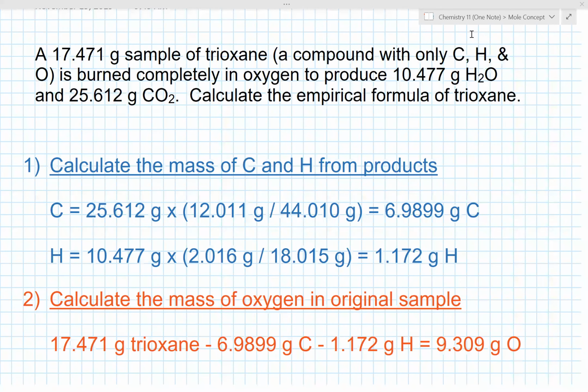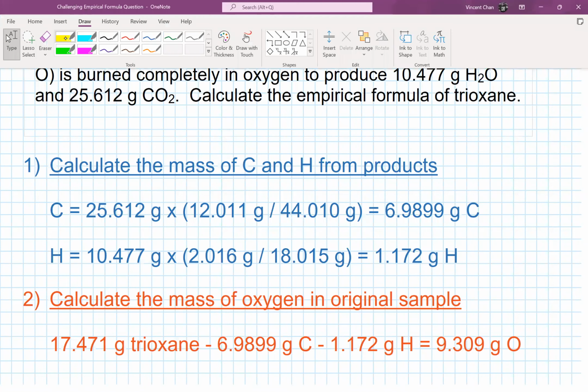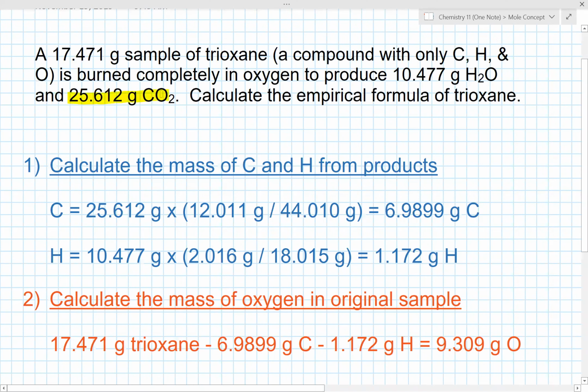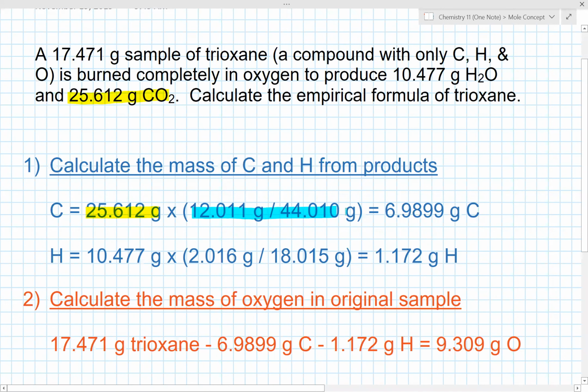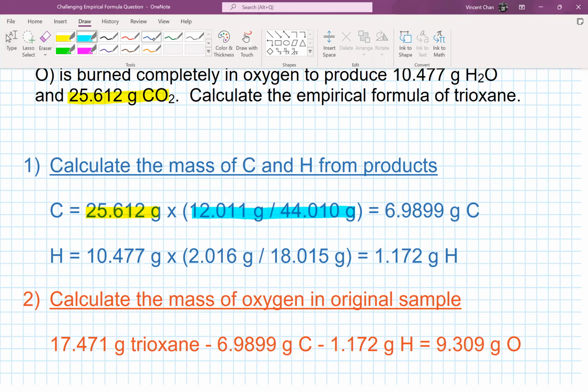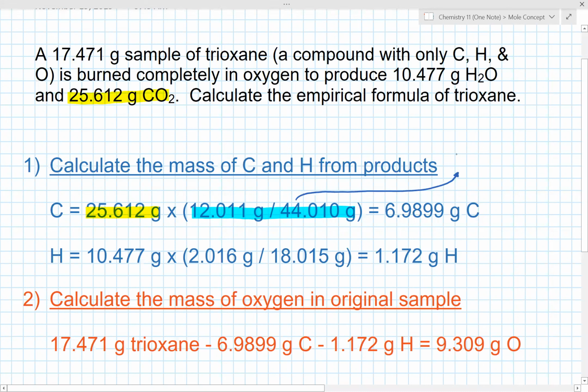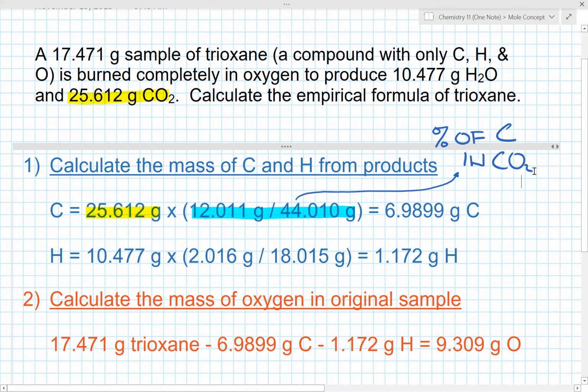So how do we get the carbon? Here, the 25.62 came from the mass of carbon dioxide. Now, what is this 12 divided by 44.0? This was from our lesson in percentage composition. So here is the percent of carbon in CO2. Now we are able to determine that out of the 25.62 grams of carbon dioxide, 6.9899 grams was actually made up of carbon.